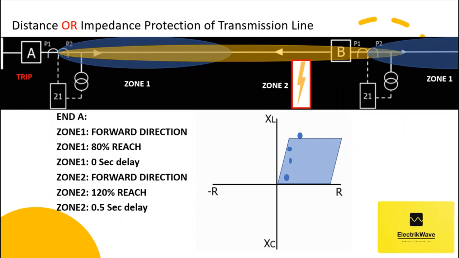Now let's apply fault at 90% of line length. In this scenario, impedance relay will see fault in zone 2, and operate with time delay of 0.5 second.